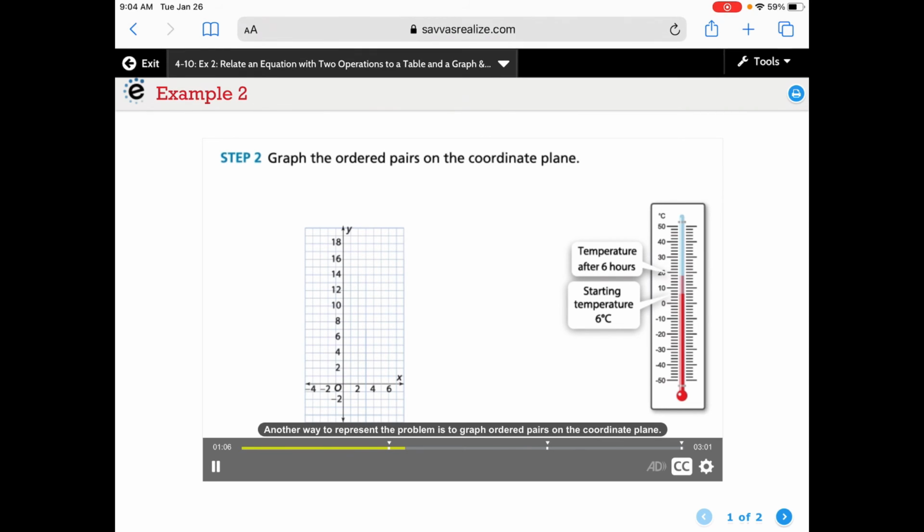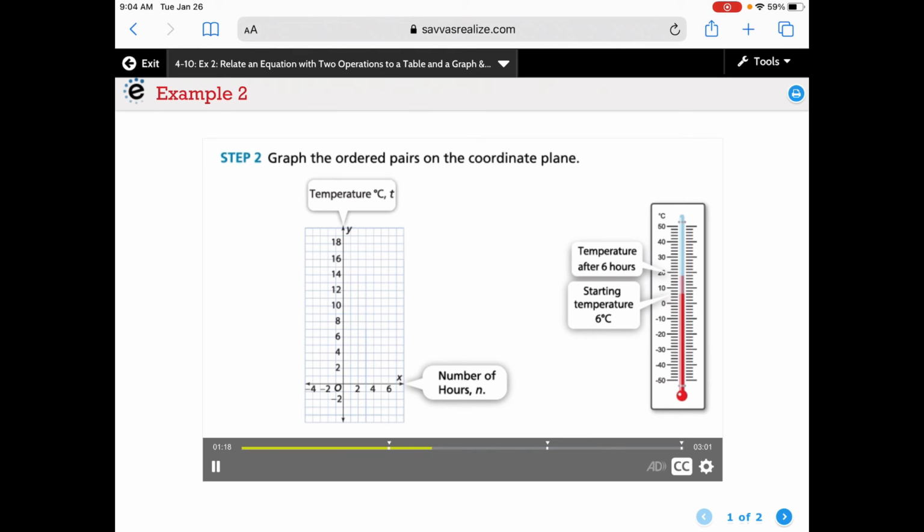And then we graph the ordered pairs. Another way to represent the problem is to graph ordered pairs on the coordinate plane. Plot the number of hours N on the x-axis. Time is usually on the x-axis. Plot the temperature in degrees Celsius T on the y-axis. Show the starting temperature of 6 degrees Celsius by plotting a point at the coordinate 0, 6.